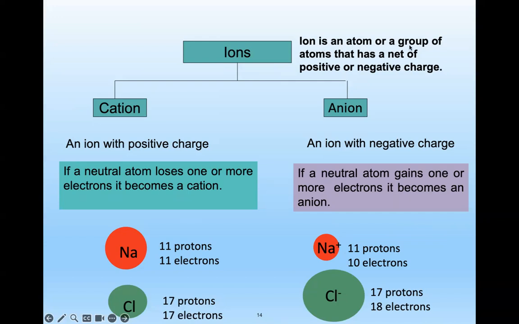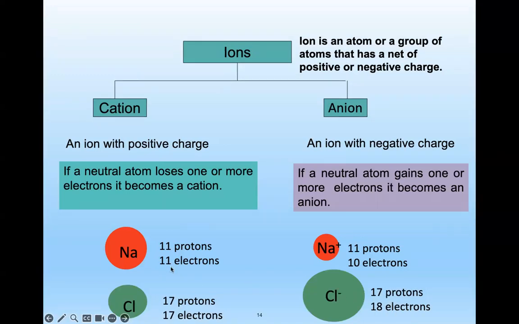Therefore, an ion is an atom or a group of atoms that has a net positive or negative charge. Positive means it is a cation. When it is positive, a neutral atom loses one or more electrons. The opposite is an anion, the negative charge, so the neutral atom gains one or more electrons. That's why it becomes an anion. Chloride was 17 electrons, but it gained one electron, so it becomes 18.